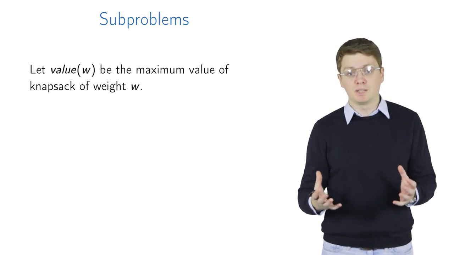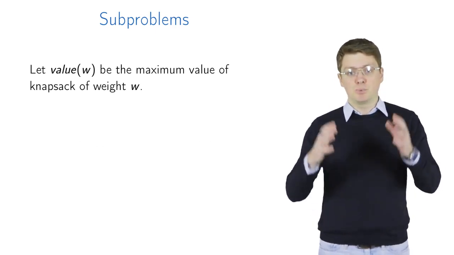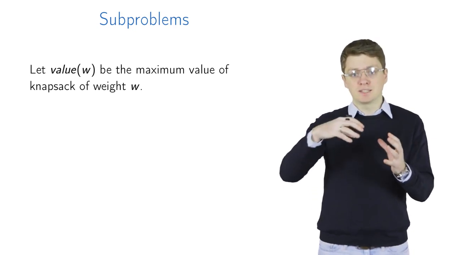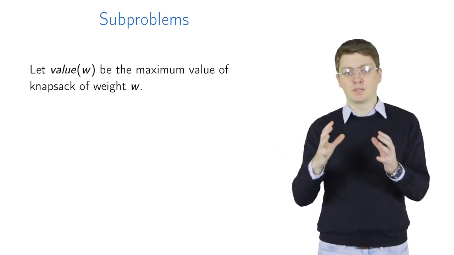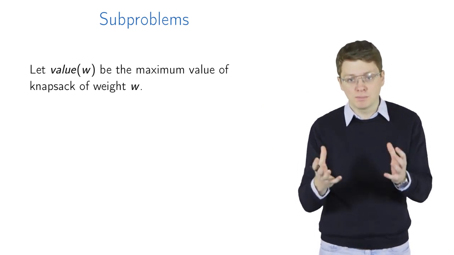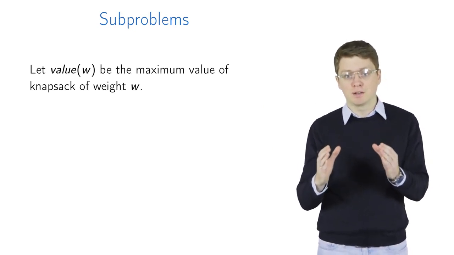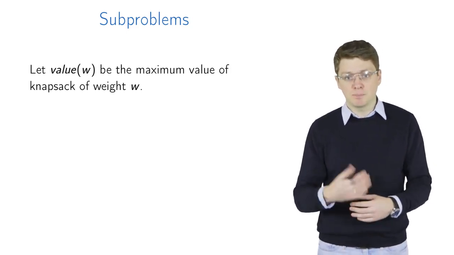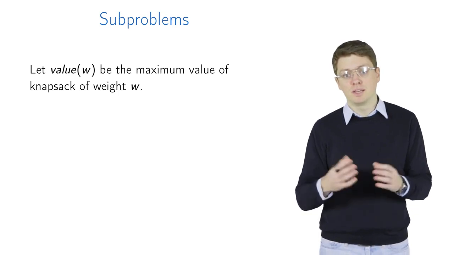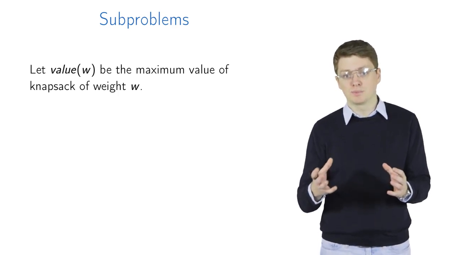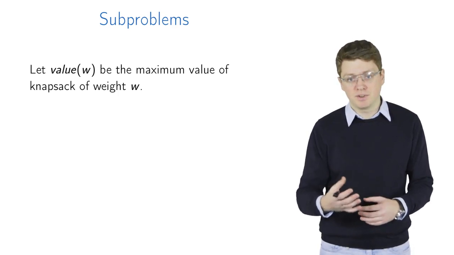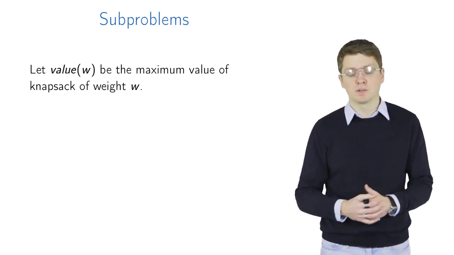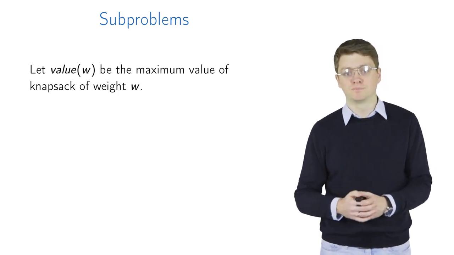So let me repeat what we've just proved. If we take an optimal solution for a knapsack of total weight capital W and take some item i out of it, then what remains must be an optimal solution for a knapsack of smaller weight. So this suggests that we have a separate subproblem for each possible total weight from 0 to capital W. Namely, let's define value of W as the optimal total value of items whose total weight is at most W.